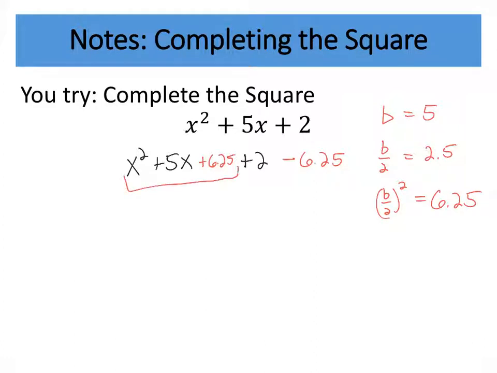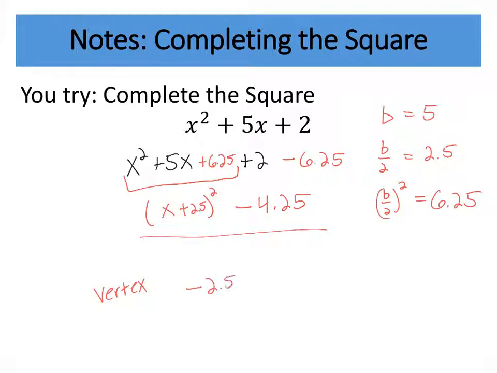This is my perfect square: x plus 2.5 squared, and 2 minus 6.25 is negative 4.25. This is my completed square. The vertex of this equation is negative 2.5 and negative 4.25.